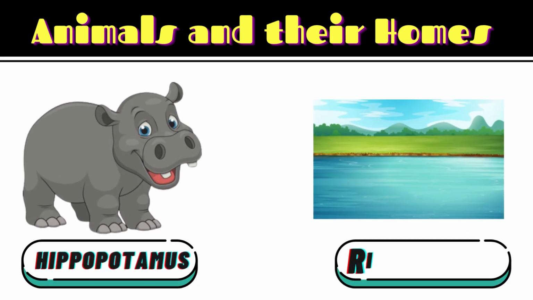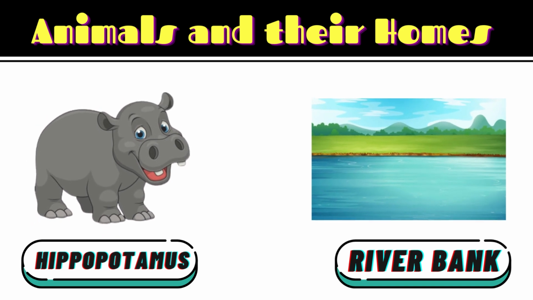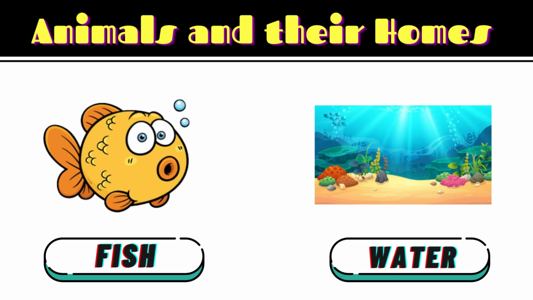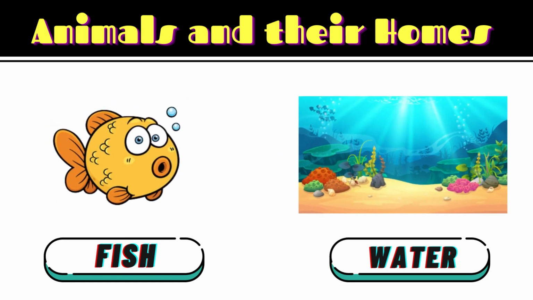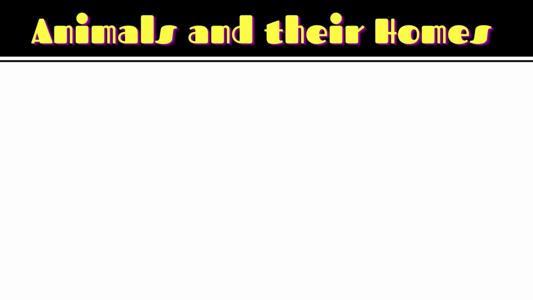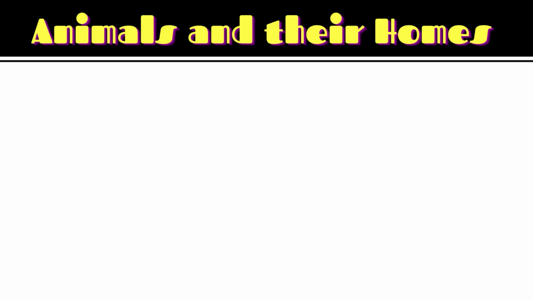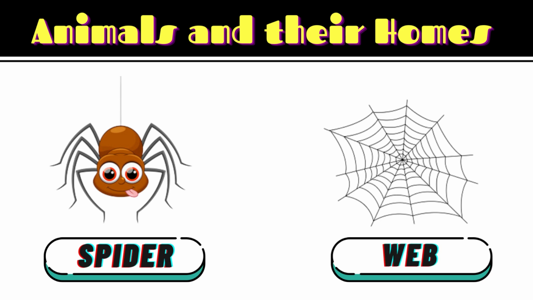Hippopotamus. Hippopotamus lives near river banks. Fish. Fish lives in water. Duck. Ducks live near water, ponds, rivers, or lakes. Spider. Spider lives in a web.